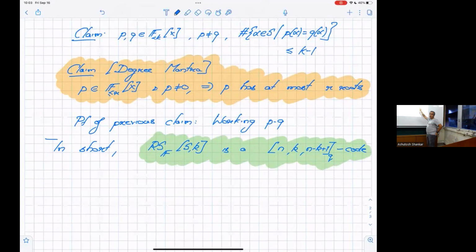Unlike any other code which we have seen so far, where we worked with a fixed finite alphabet, the alphabet was either Boolean, or size 3, 4, or something. Here, notice the alphabet is growing with n. So Q has to be larger than n to even make sense. I need to choose n distinct points as evaluation points, and so n should be smaller than Q. Therefore, to even define the code, the alphabet has to be at least linear in the dimension. So this is the issue with the Reed-Solomon code.